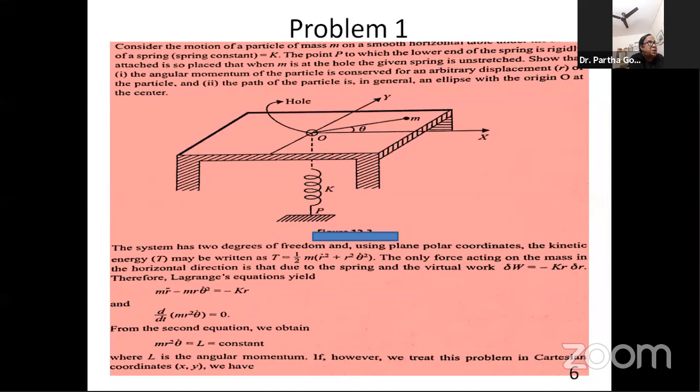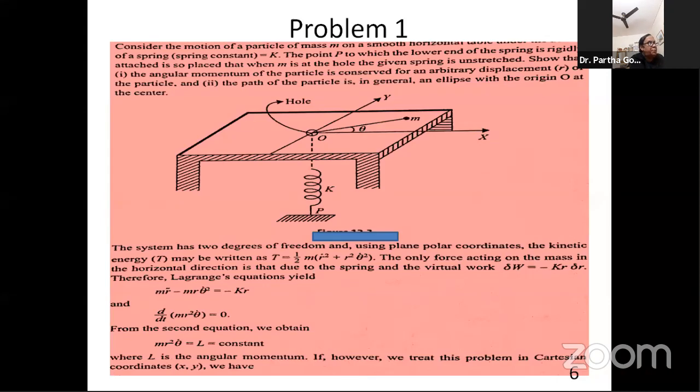The table surface is assumed to be smooth, no friction. So the path of mass small m will be an elliptical one. I am to show, and I am also to show that the angular momentum of this particle will be a conserved quantity, angular momentum conservation.